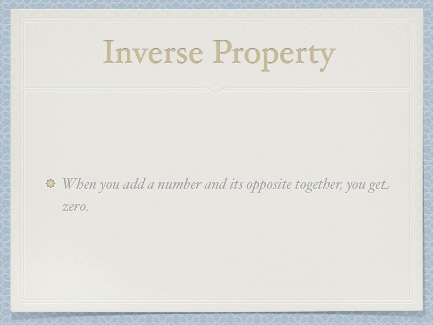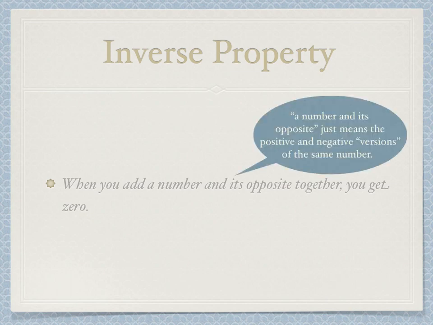The inverse property says when you add a number and its opposite, that means a number that has the same number part but a different sign, one of them is going to be positive, one of them is going to be negative, when you add those together, what you get is 0. Again, a number and its opposite just means the positive and negative versions of that same number. So an example here would be 3 plus the opposite of 3, that's negative 3. When you add those two together, you get 0.